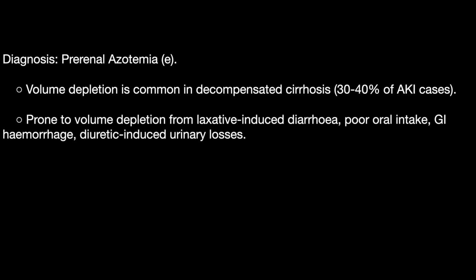So volume depletion is seen, which is common in decompensated cirrhosis. Around 30 to 40% of the AKI cases have volume depletion. These patients are prone to volume depletion because the laxative has been increased, which has caused diarrhea, and the patient has poor oral intake, GI hemorrhages, and diuretic induced fluid losses. All these can make the patient more prone to volume depletion.